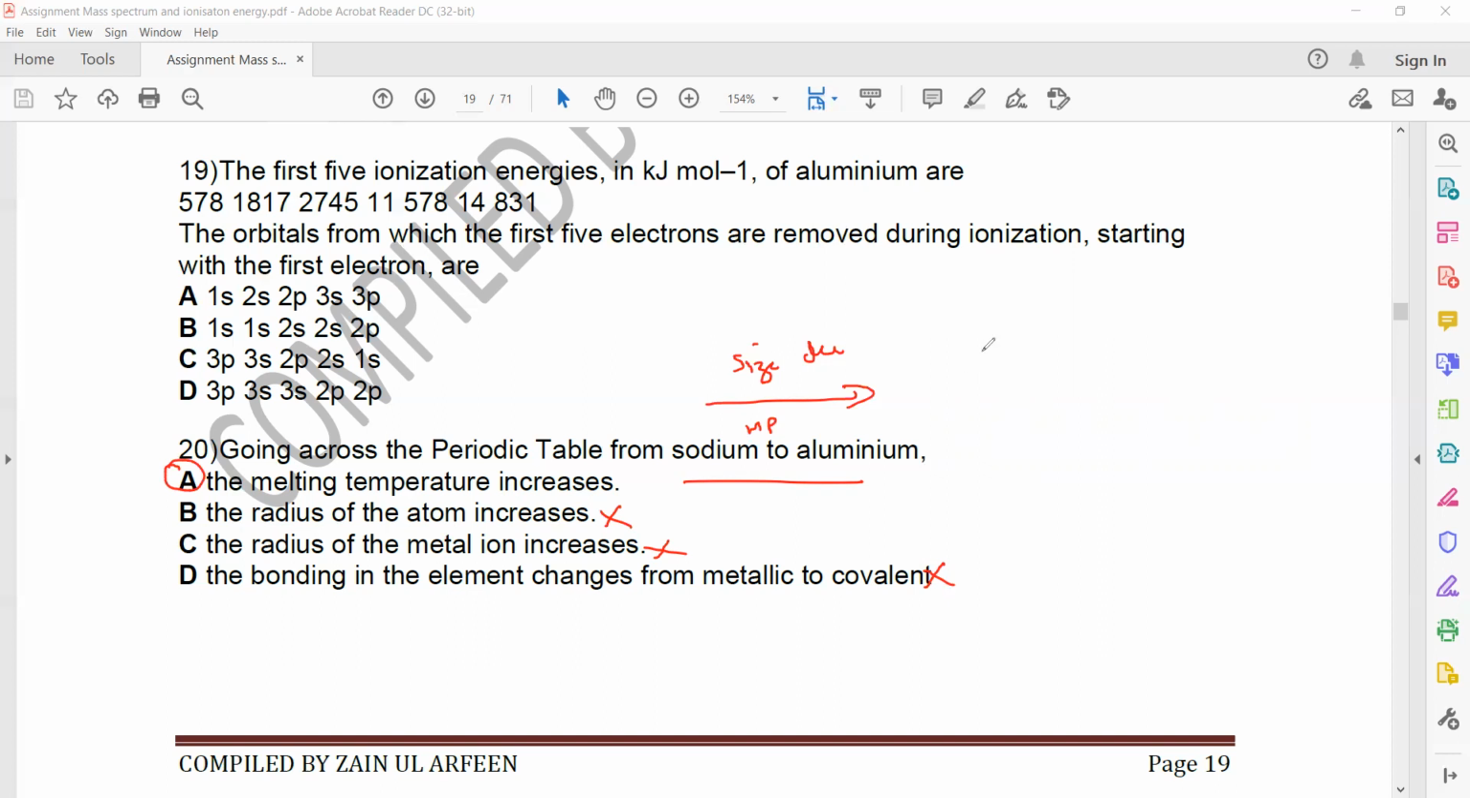If it was from sodium to chlorine, then we would say it changes from metallic to covalent. But because they are asking only from sodium to aluminium, it will remain the same, a metallic bond.